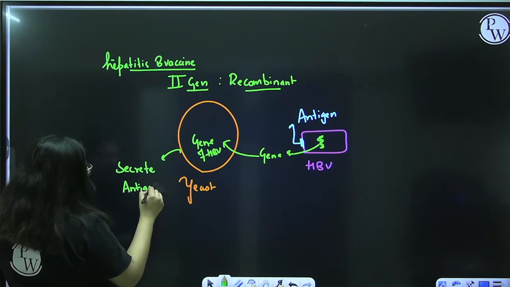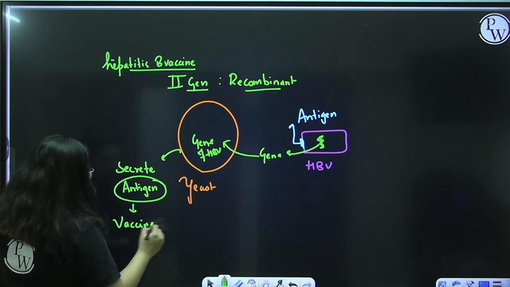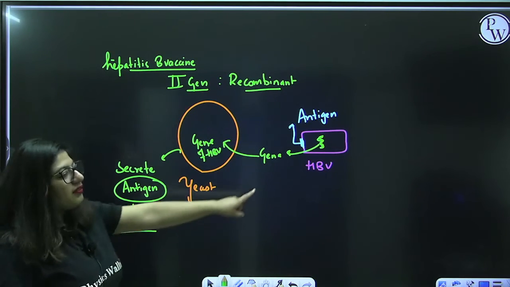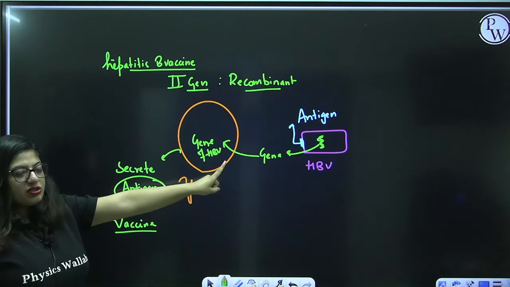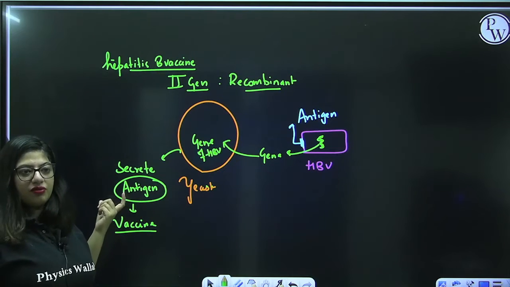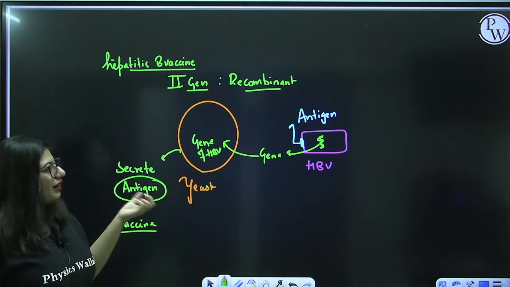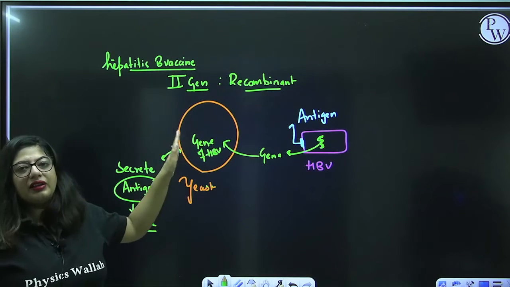Yeast will secrete antigen, and this antigen will be injected into the human as a vaccine. I am not giving the entire hepatitis B virus. I am not giving the yeast to the patient or the person or the human. I am just giving the antigen to the human, and that antigen is the antigen of hepatitis B virus secreted by the yeast.